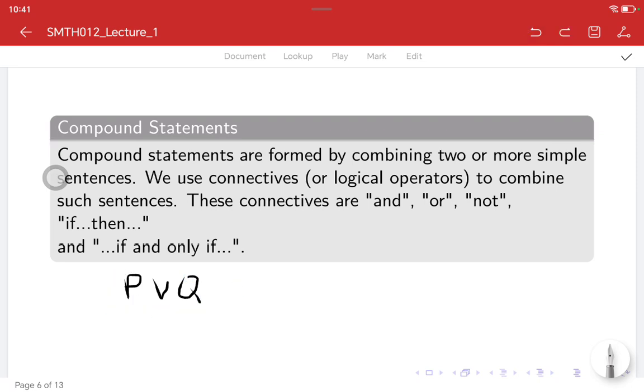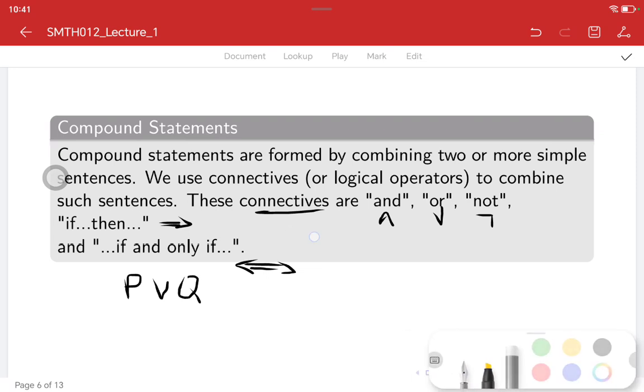Our connectives are: or, not, if then, if and only if, and and. You see, right? These are the connectives. So they can also ask you in a test to give the connectives. Once you're able to give the connectives, you should know that this is what you're going to be focusing on.